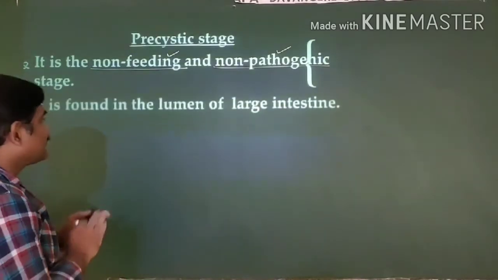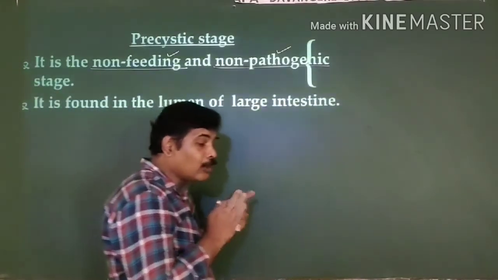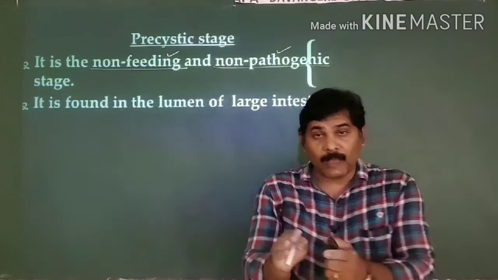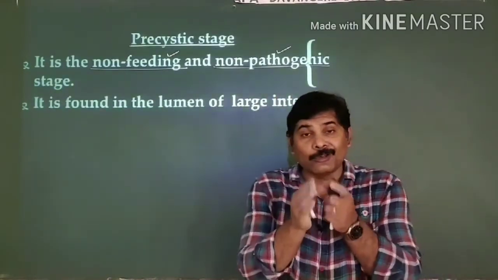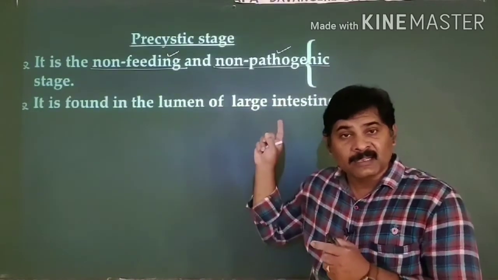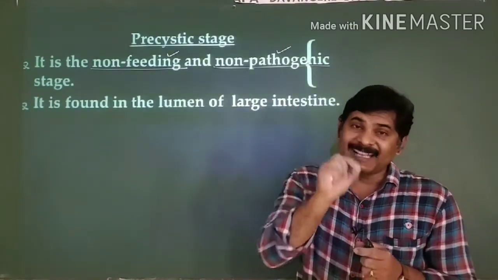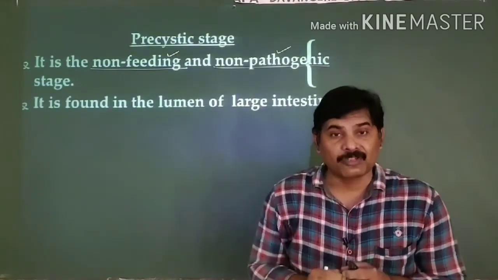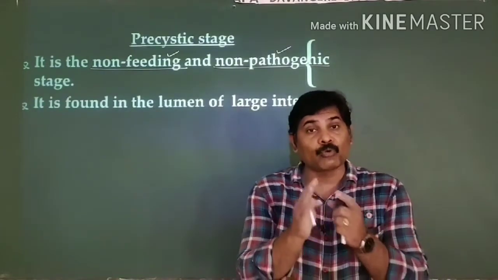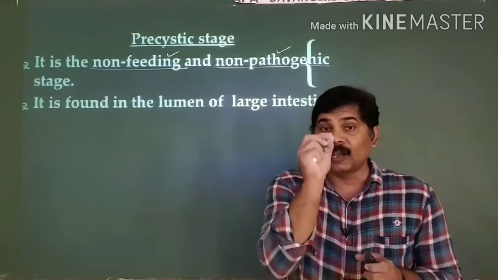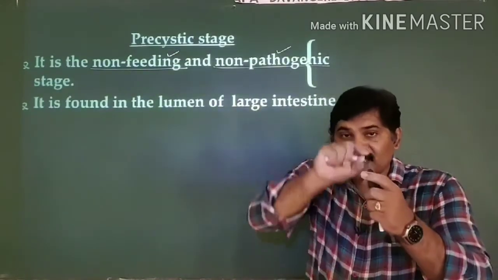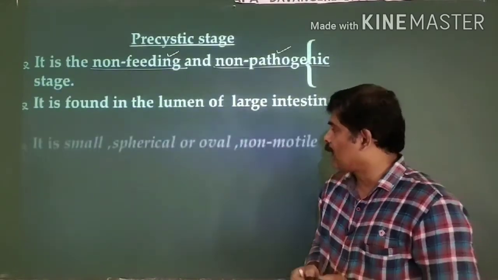When you see this one, it lives in the lumen of the large intestine. When you compare with the trophozoite, this precystic stage is present in the lumen. But in the case of the trophozoite, that is present in the wall of your large intestine, particularly the submucosa and mucosa. Whereas this is present in the lumen, the spacious place of your alimentary canal.